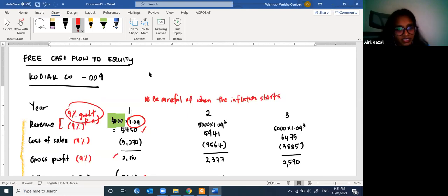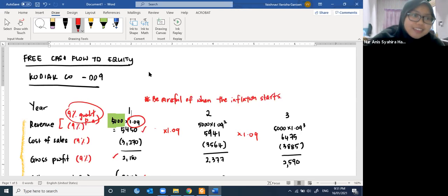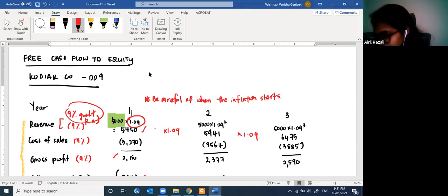Another thing that you can do is, you can just write multiply 1.09, multiply 1.09. Also can, as long as it's very neat. If it's messy, then the examiner gets a headache. Okay, as long as it's neat, then okay, can. Did I answer your question? Yes, thank you. Welcome. Anyone else?